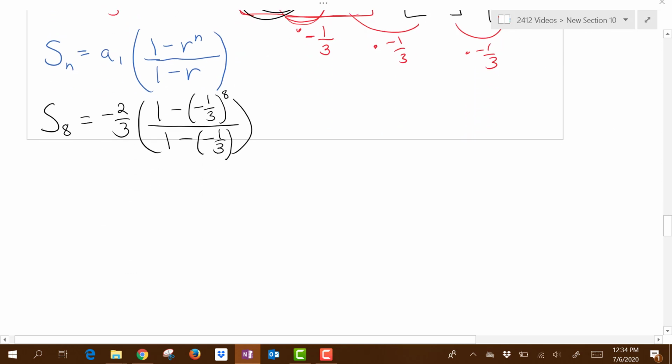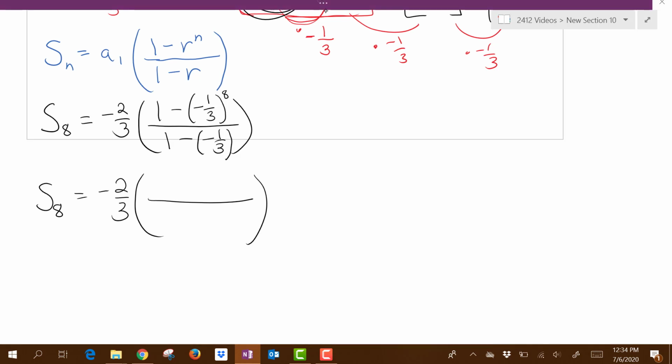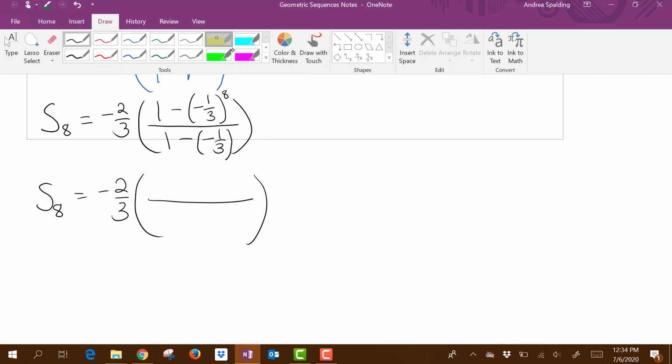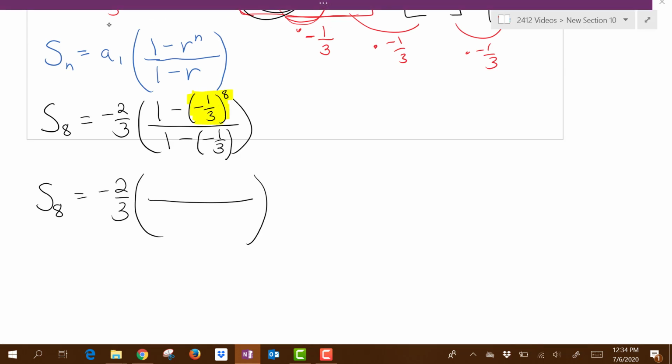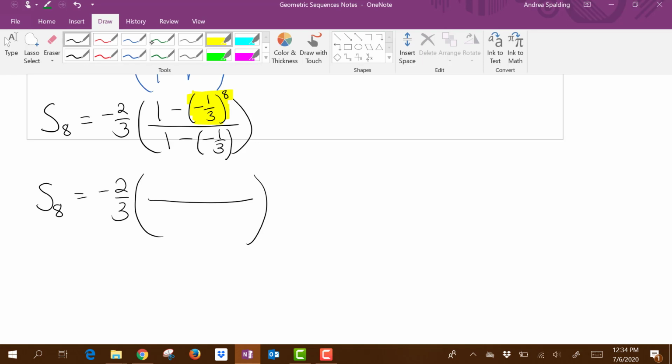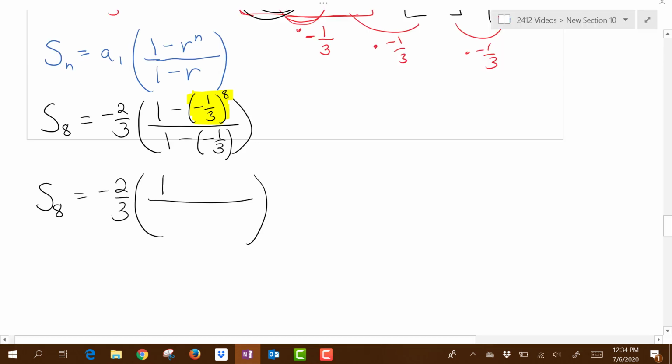All right, now if you didn't have a calculator, we would want to make sure that we find the exact value of this, and we want to make sure that we don't do any rounding. So the first thing I would do is to make sure that I do the exponents first, which is right here. Okay, so if I have a negative raised to an even power, we know we're going to get something positive. 1 to the power of 8 is 1.